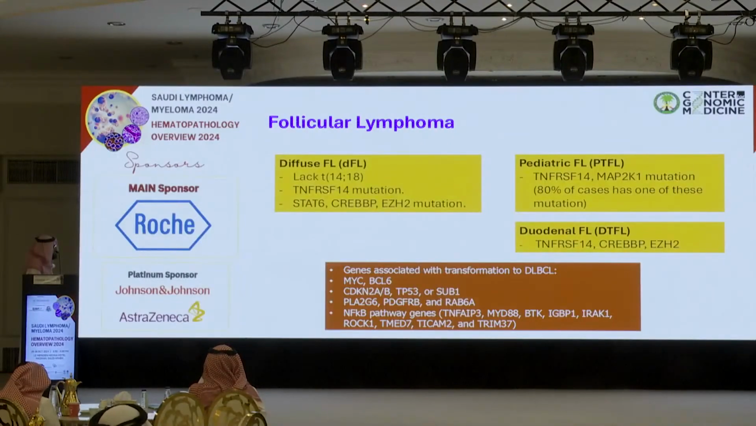TNFRSF14, you can see it's common in all of these. And for classic follicular lymphoma, if you find any of these genes, then it's associated with a high rate of transformation to DLBCL, especially if there is MYC or BCL6 rearrangement, CDKN2A/B, TP53, and others. All of these are associated with worse prognosis. So again, if you do more comprehensive genomic profiling and you find these, then you can have a better idea, because follicular lymphoma is usually, again, an indolent disease in some way, but if you find some mutation associated with progression to DLBCL, this may help the patient.